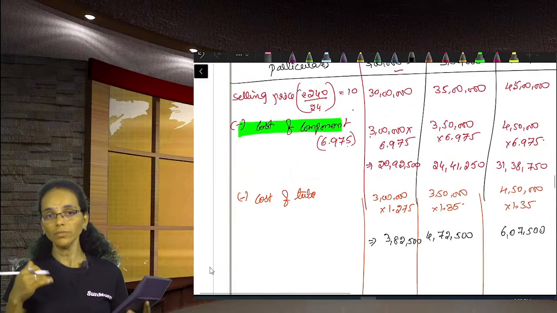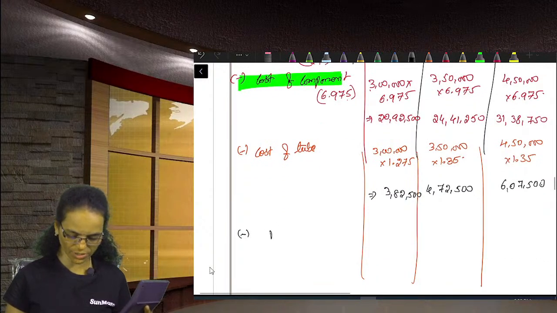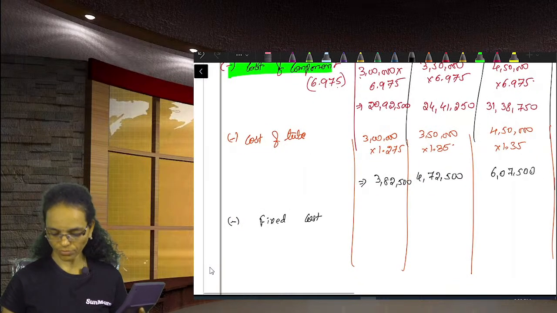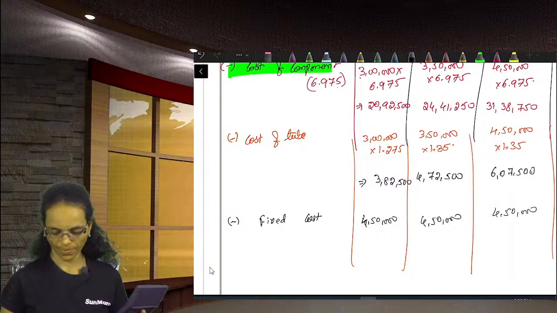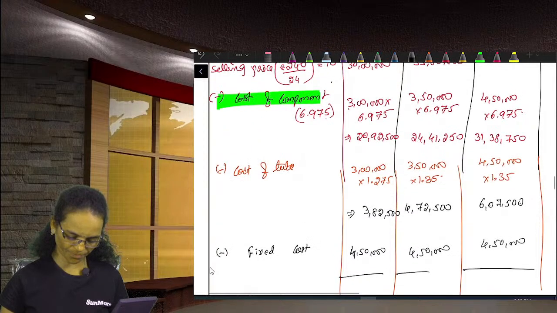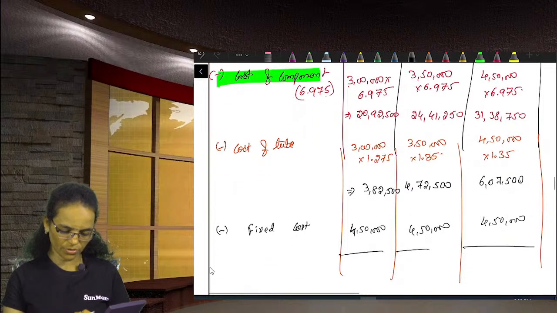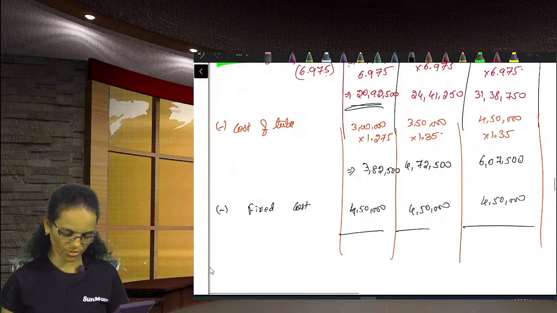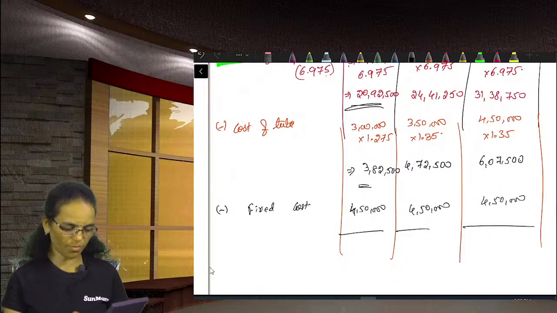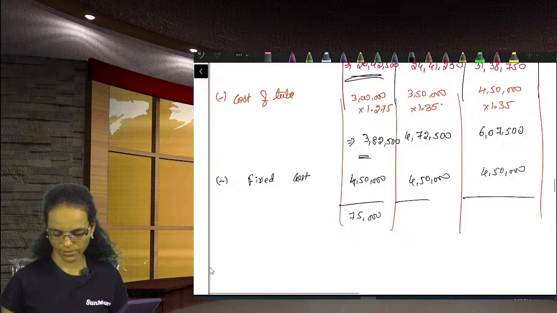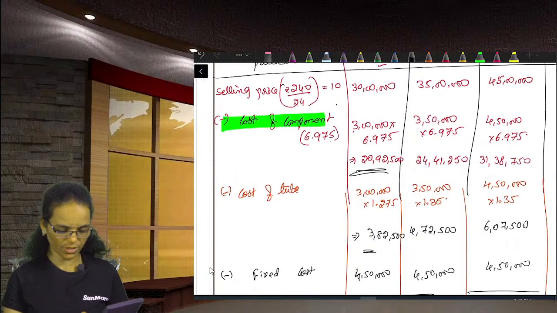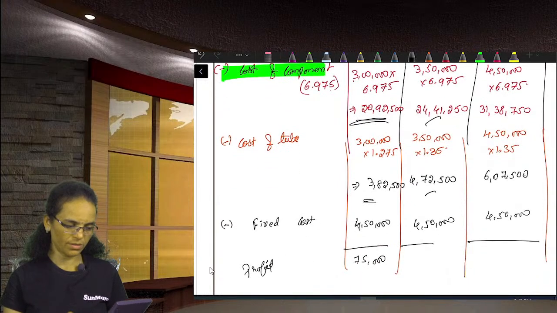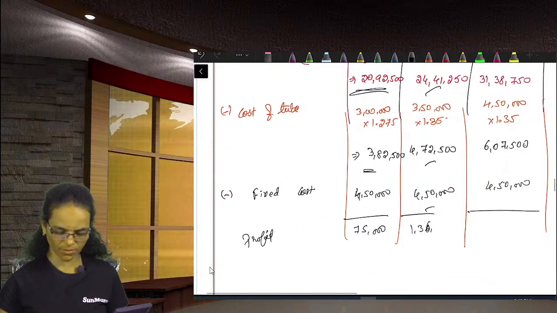Now we will come to know the contribution. Contribution minus fixed cost is profit. Directly I am removing fixed cost also. What is the fixed cost? 4,50,000 rupees they have allocated, here also 4,50,000. So now directly we will write the profit element. 30 lakhs minus 20,92,500, minus 3,82,500, minus 4,50,000, that is 75,000 profit. Here 35 lakhs minus 24,41,250, minus the tube cost, minus fixed cost, total 1,36,250.